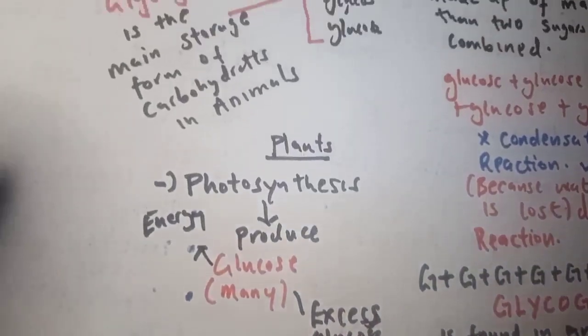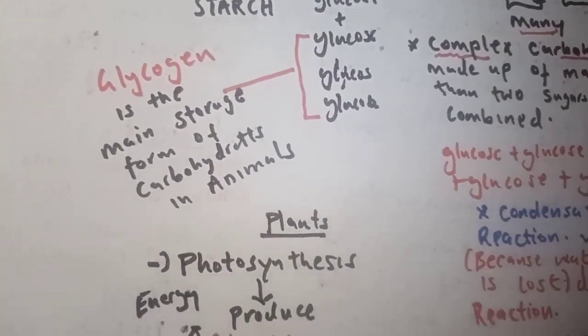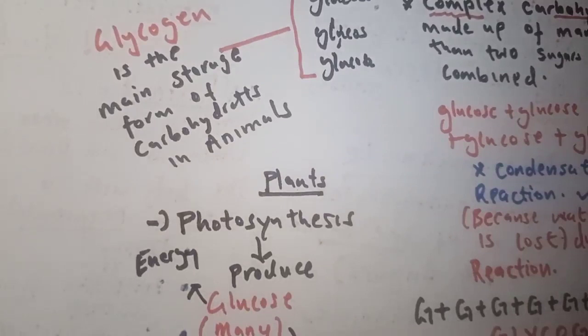In animals, we said glycogen is the main storage form of carbohydrates. Okay, that's what we have discussed in this video.